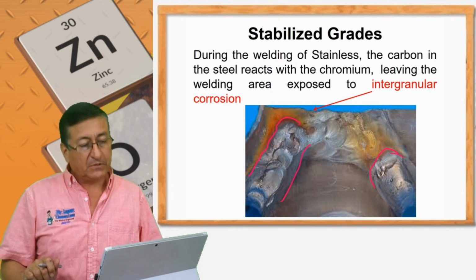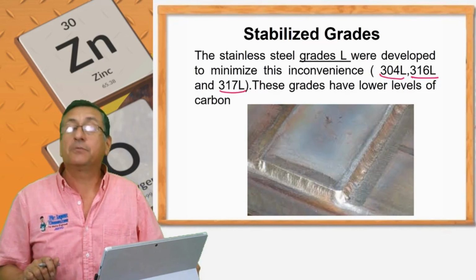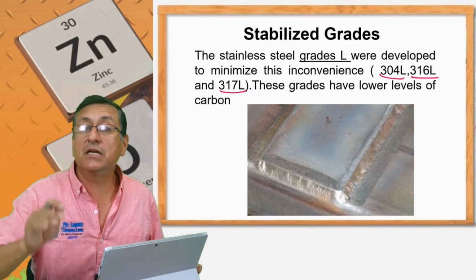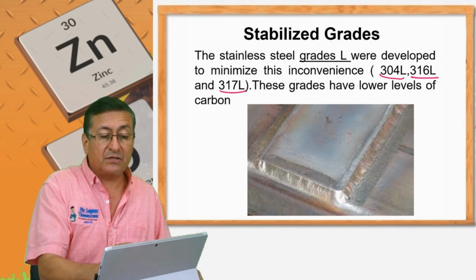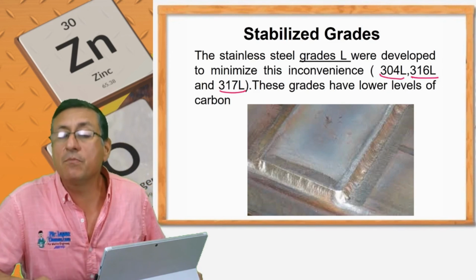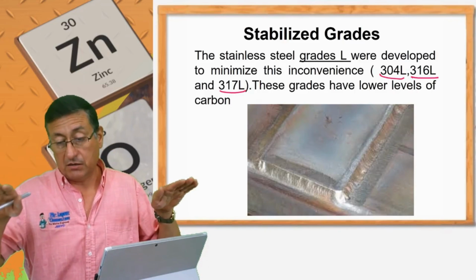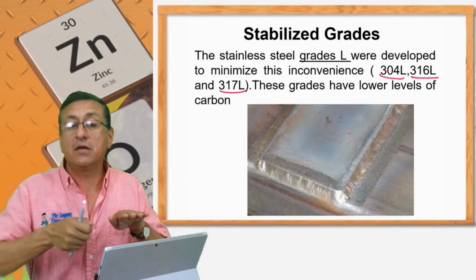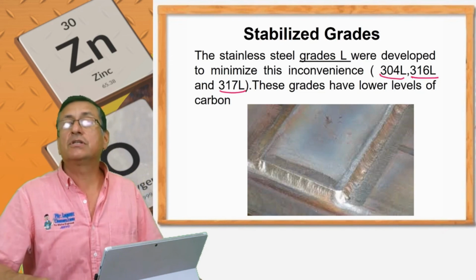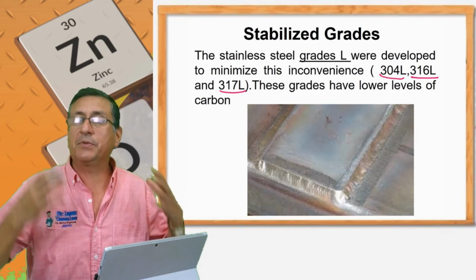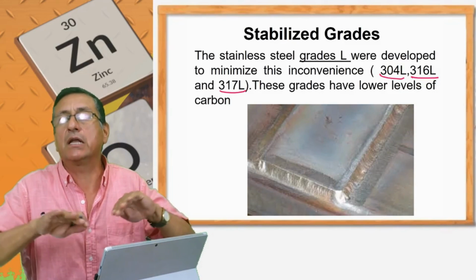Those are specialized, stabilized grade stainless steels used in marine applications: 304L, 316L, and 317L. Don't forget those three numbers, because they are commonly used, especially in areas where you need to fabricate by welding those materials. Those are special alloys. You can weld them, and those alloys avoid intergranular corrosion in the neighboring area.